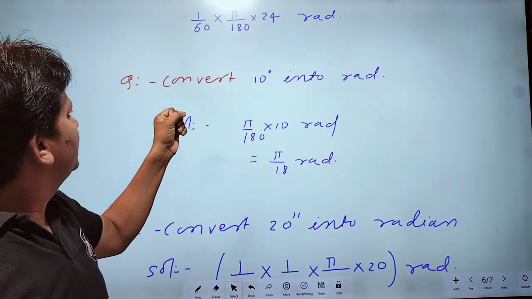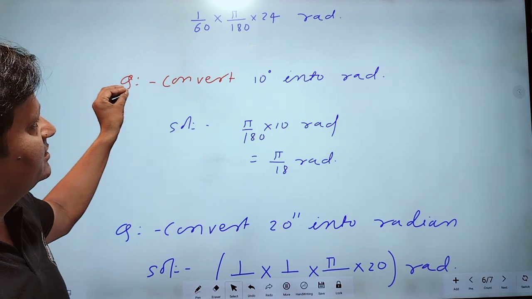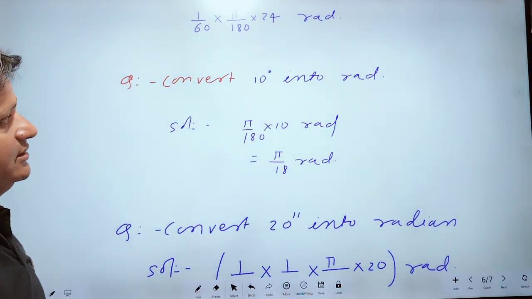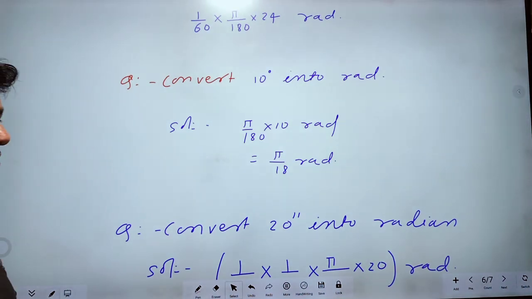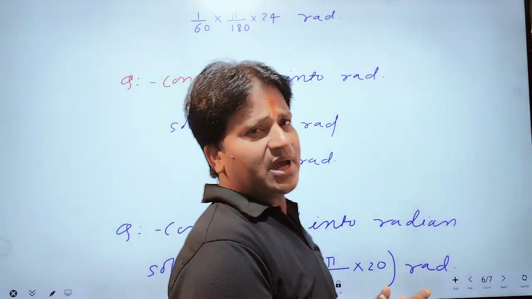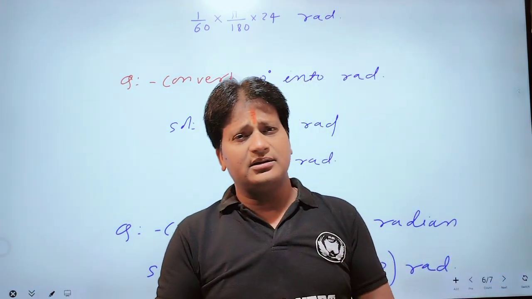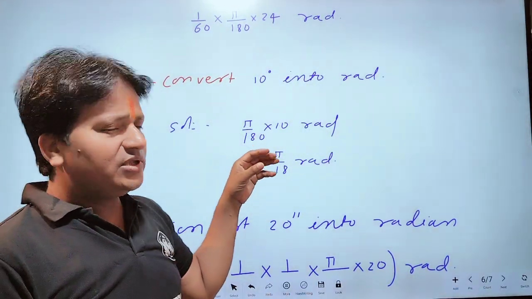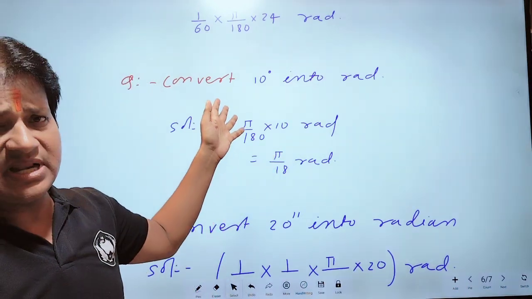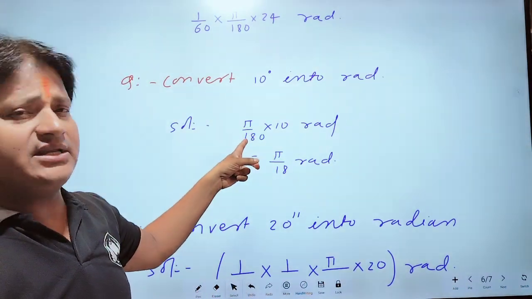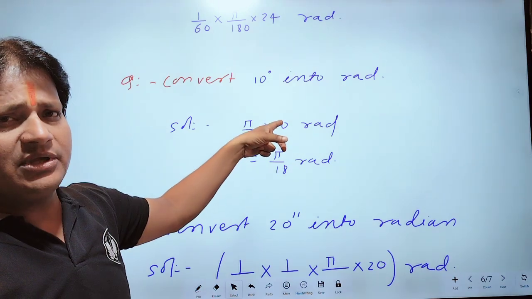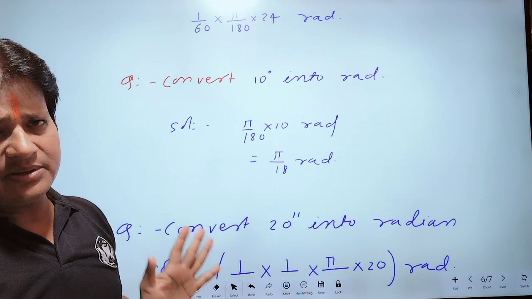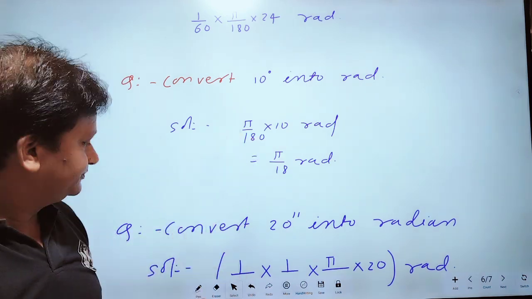Similarly, you can solve this question. Convert 10 degree into radian. Degree is converted into radian by multiplying by what factor? Pi by 180. Therefore, you can solve this question directly. 1 upon 180 into 10, because degree is converted into radian by multiplying by pi by 180. Okay.